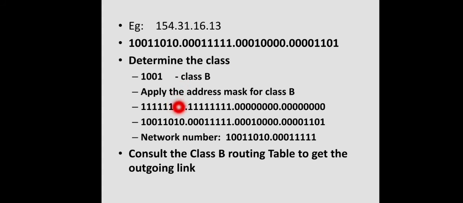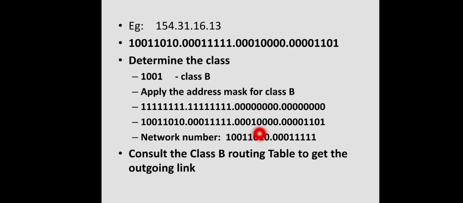The mask corresponding to class B is actually such that the first 2 bytes will be the network number, right? So that much part will be 1 and the remaining is the host number, which will be 0 in the mask. So Boolean ANDing this mask with the received IP address, we will get the network number alone, that is this much will be the network number. This much will be completely 0 after masking. We have got the corresponding network number. Now just consult the routing table corresponding to class B.